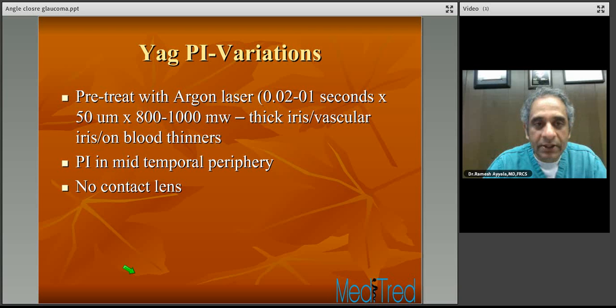There are some variations that you need to know. Some physicians pre-treat the iris area with argon laser. The idea there is to shrink the iris blood vessels or to thin the iris in a patient with a thick iris, and especially in patients who are on blood thinners, to prevent bleeding following the laser. You may want to pre-treat these patients with argon laser and then follow it up with the peripheral iridotomy in the middle of the pre-treated zone using the YAG laser.